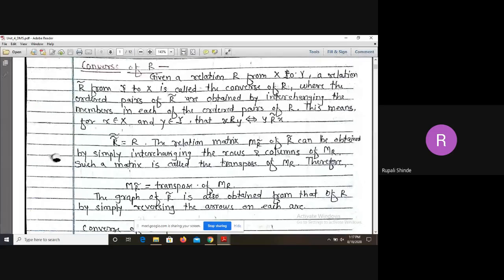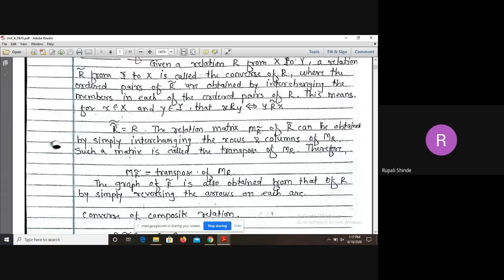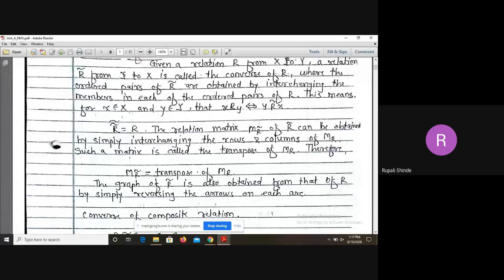We are going to solve some examples based on this, so you will get a clear idea. Here MR converse is equal to the transpose of MR. Why have we written this statement? Because we have just seen that MR converse is obtained by interchanging rows and columns of MR. When you replace rows by columns and columns by rows, it is called the transpose of MR. That's why M of R converse is equal to the transpose of MR.